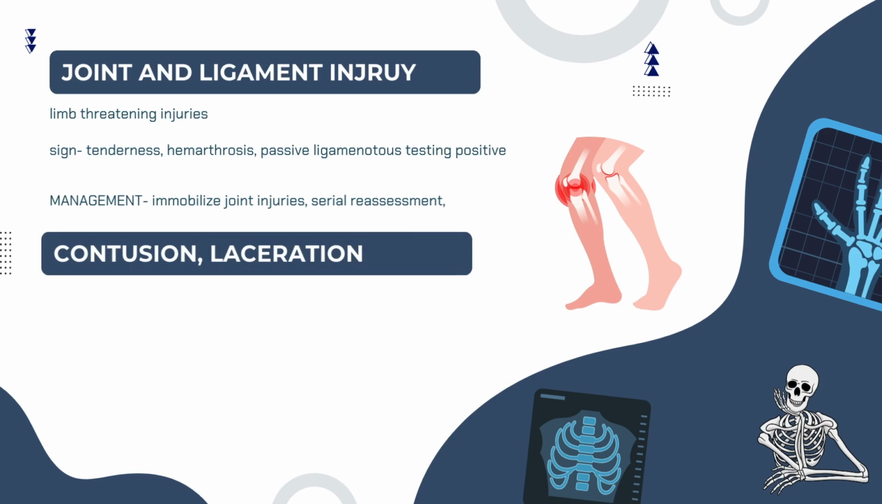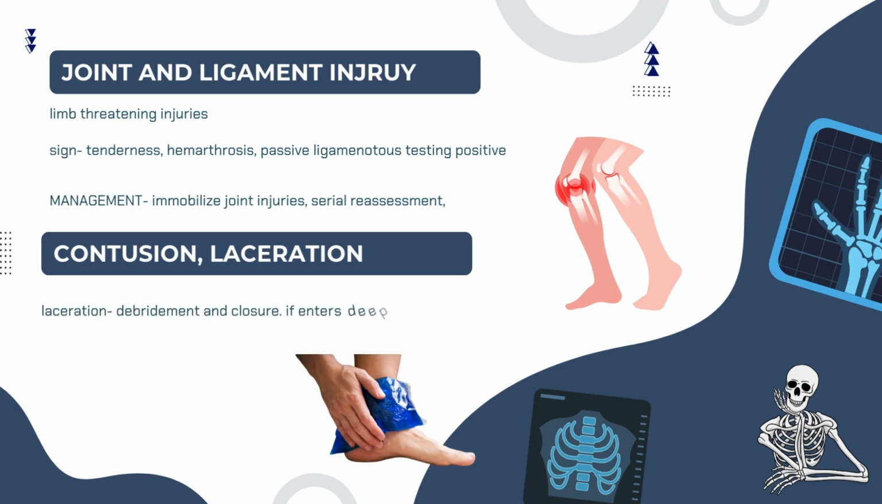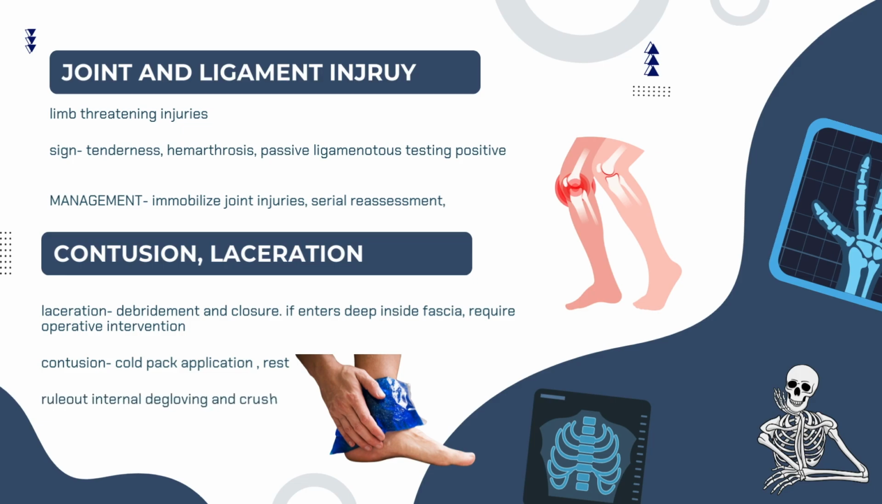In case of contusions and lacerations, for lacerations we can do debridement and closure. If it enters deep inside the fascia, it might require operative intervention, so involve a surgeon if it is going deep into the fascia. For contusions, you can use a cold pack application, take rest, and rule out internal degloving and crush injuries. There can be minimal signs above the skin such as abrasions and contusions, but deep inside there can be Morel-Lavallee lesions, large hematomas or degloving injuries. So rule out those possibilities when we are treating a contusion or laceration.